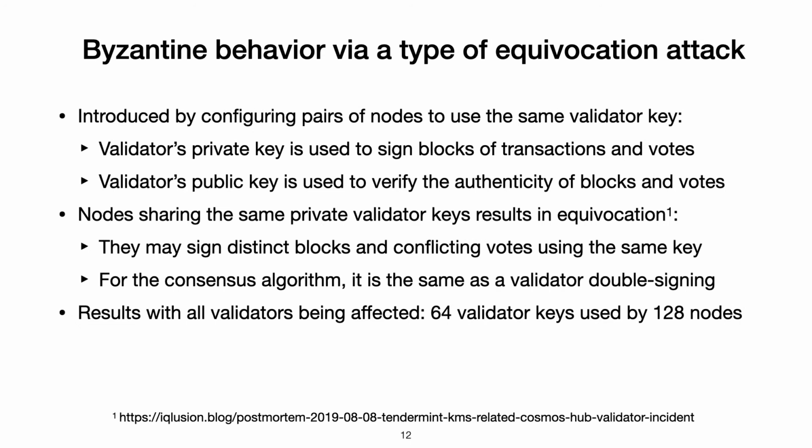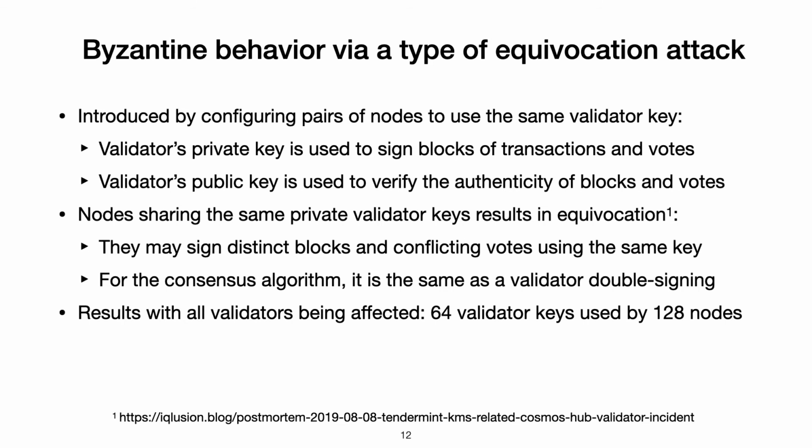Tendermint should tolerate not only benign failures, such as crashes, but also arbitrary or Byzantine behavior. We introduced in our experiments a particular type of Byzantine behavior, an equivocation attack. In these attacks, validators may send, in the same step of the protocol, distinct messages to different destinations. We introduced this behavior by configuring pairs of nodes to use the same validator key.